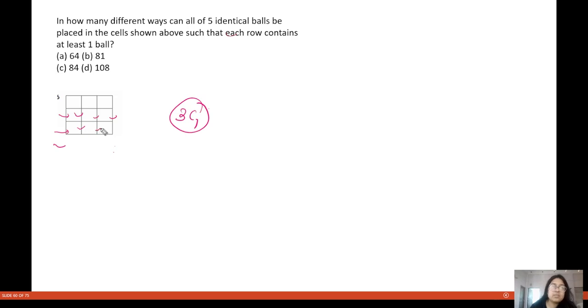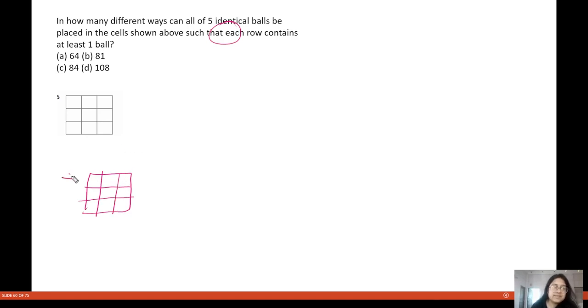Okay, and similarly from all these three boxes, 3C1 ways, and from all these three boxes you can do this in 3C1 way. Okay, so now let us consider in how many ways we can place these. See, when you're having these five balls, at least one ball should be in there.